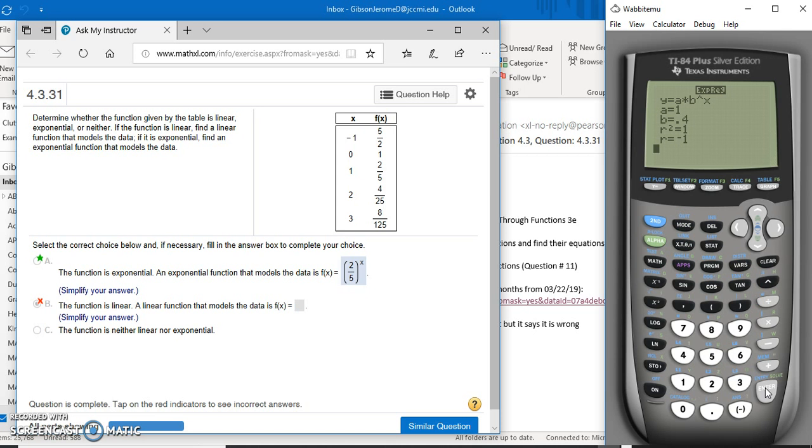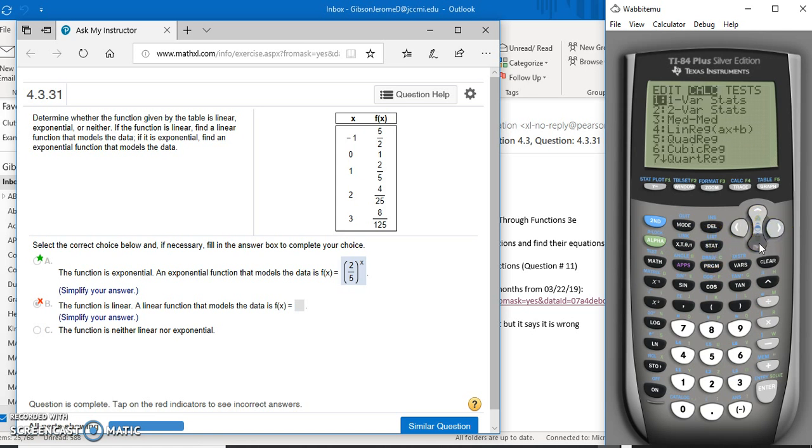Now, most of the time your R squared is not going to give you a perfect value. So let's look at the linear regression. We'll go to Stat, Calculate, and go down to number 4, which is the linear regression. As you see here, the R squared is less than 1, it is 0.80. So typically, if it looks like one of the graphs, like an exponential or linear graph, you will go with the one that has the higher R squared value. And in this case, it was the exponential regression.